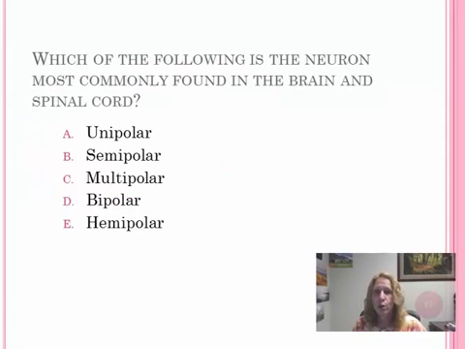Which of the following is the neuron most commonly found in the brain and spinal cord? Unipolar, semipolar, multipolar, bipolar, or hemipolar? The correct answer is multipolar.